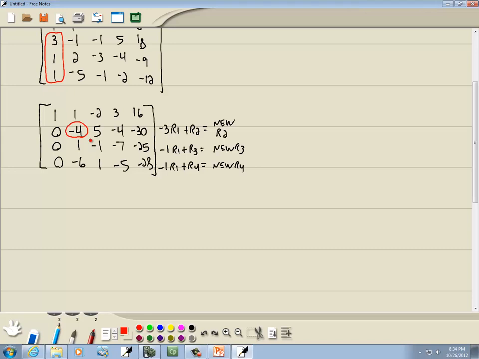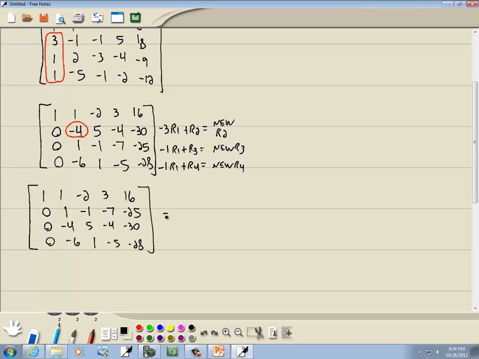Now you can swap rows. And I notice that my third row here has a 1 there. So I'm going to go ahead and swap row 2 and 3. So 1, 1, negative 2, 3, 16. I got 0, 1, negative 1, negative 7, negative 25. 0, negative 4, 5, negative 4, negative 30. 0, negative 6, 1, negative 5, and negative 28. So I swap row 2 and row 3.